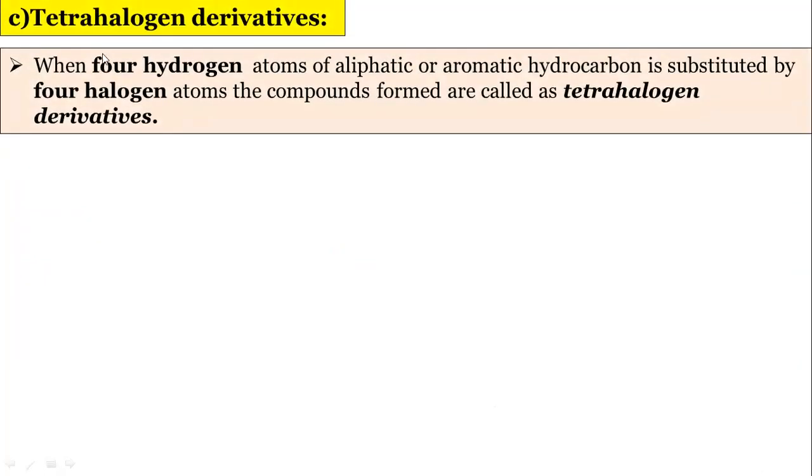Then tetrahalogen derivatives. The definition is the same as monohalogen derivatives, dihalogen derivatives, trihalogen derivatives. Mono means one hydrogen is replaced. In case of di, two hydrogens are replaced. In case of tetra, four hydrogen atoms are replaced with four halogens.